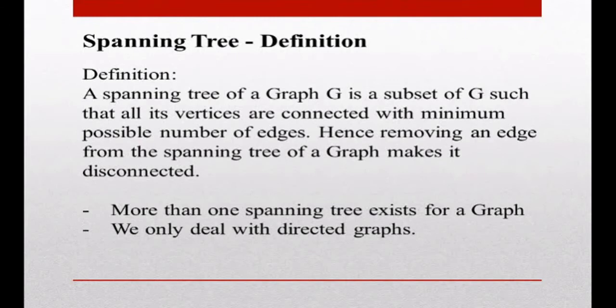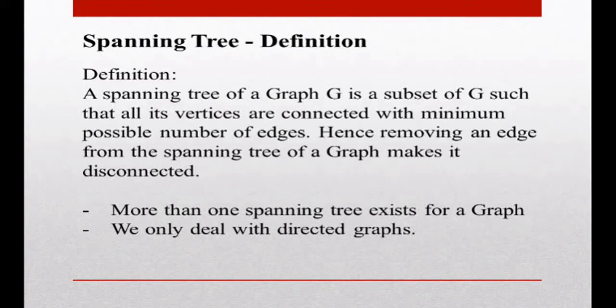That means a spanning tree is a subset of the graph. When we say subset, all the vertices are taken. Not all the edges are taken, but a few of the edges are taken such that all the vertices are connected to one another. We need to ensure connectivity across all the vertices with the minimum possible number of edges. So what does it mean? It generates a tree.